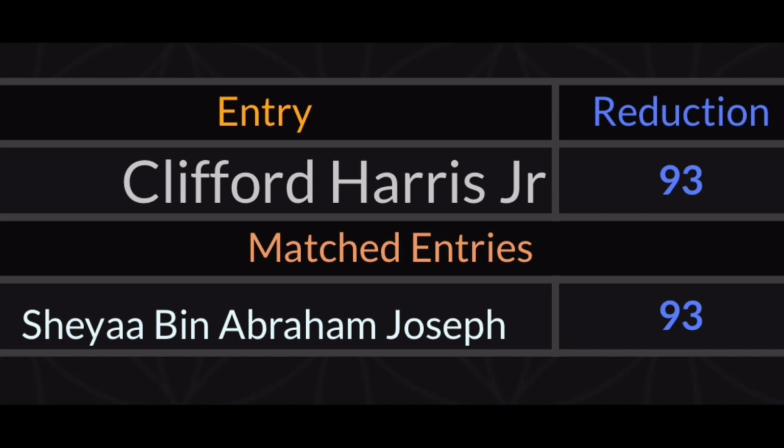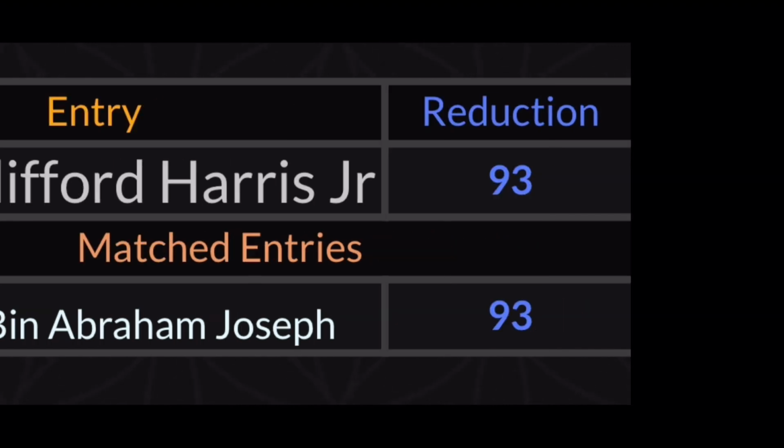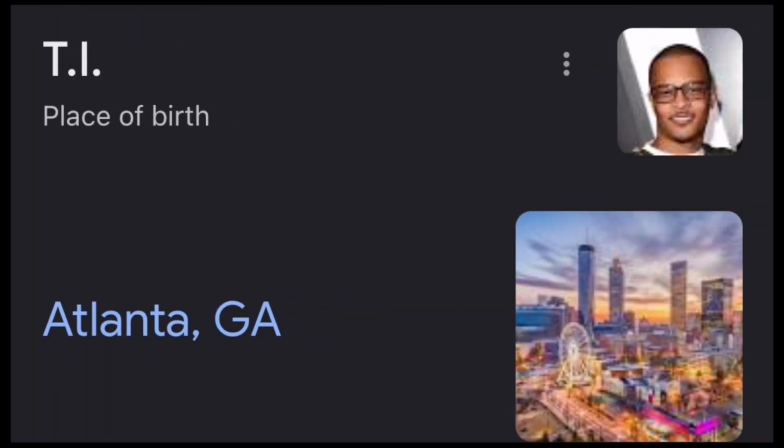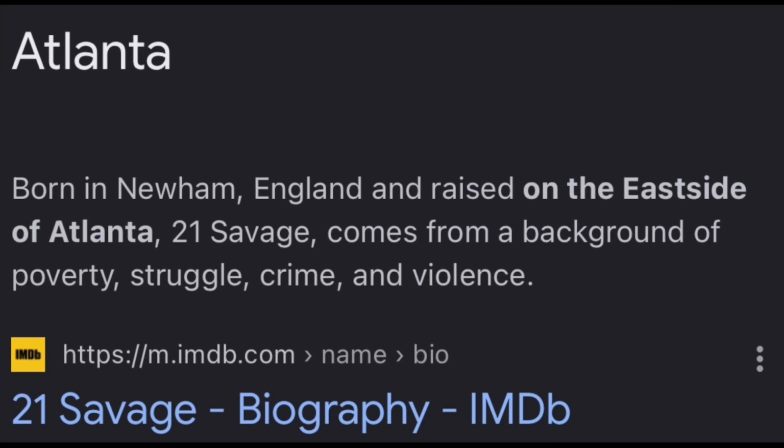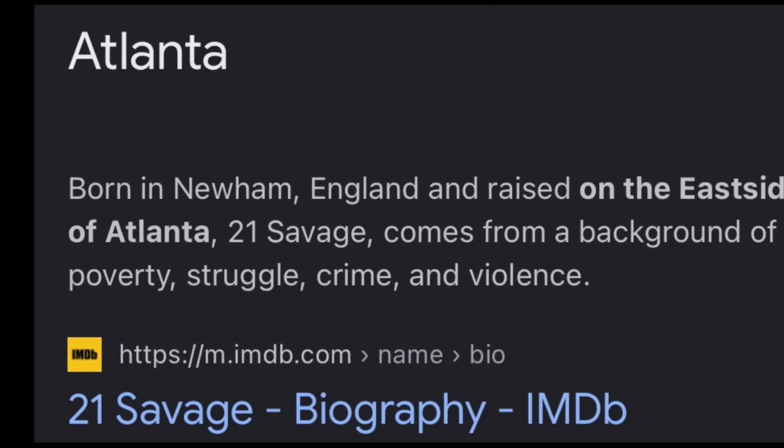And to top it off, 21 Savage's real name and T.I.'s real name both equal 93 in the same cipher. And then T.I. is from Atlanta, Georgia. And 21 Savage was born in Newham, England, but he was raised on the east side of Atlanta, Georgia. So technically he's from Atlanta, Georgia as well. It's just that he was born in England and then he moved when he was young, I guess. So that's a big connection between these two characters.